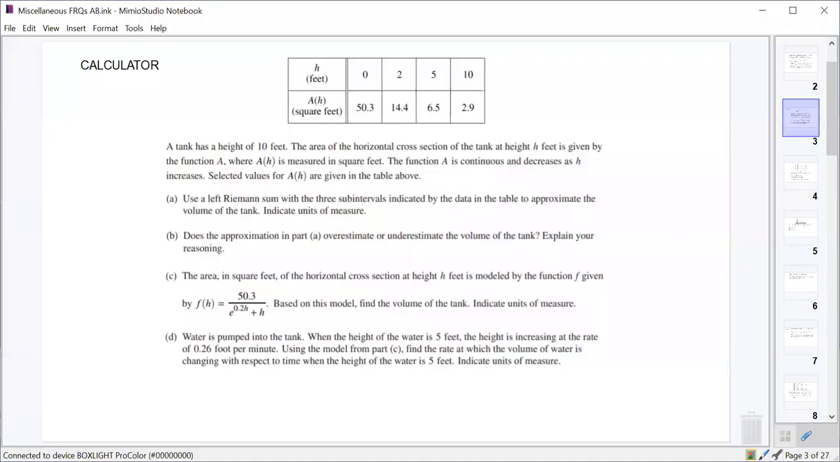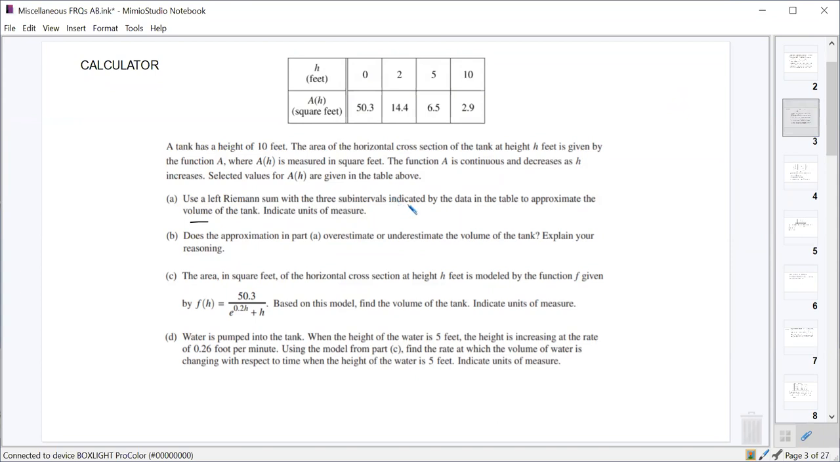Now, we're going to use a left Riemann sum to approximate, I don't know, something. I didn't really read what the problem was about. Apparently, we have a tank that is 10 feet tall. Yeah, that's what it says, approximate the volume of the tank. I just had to read.